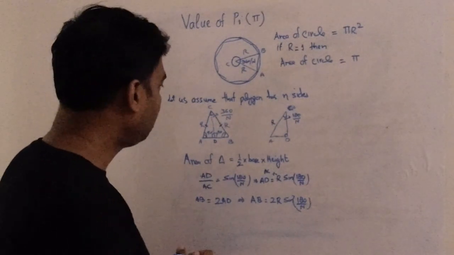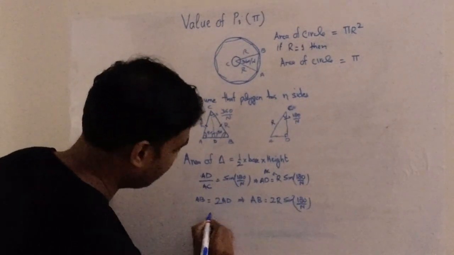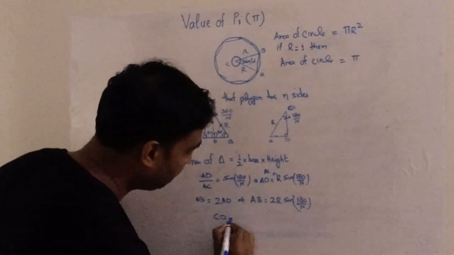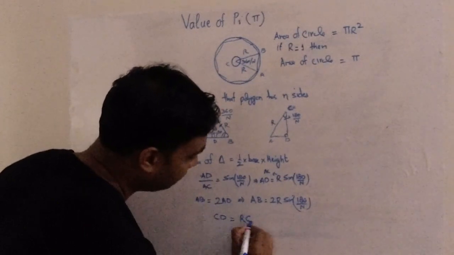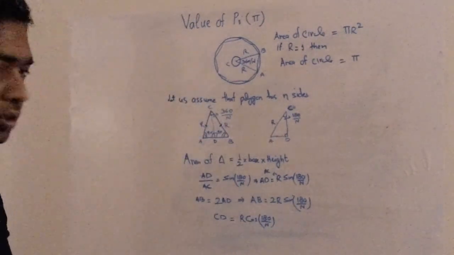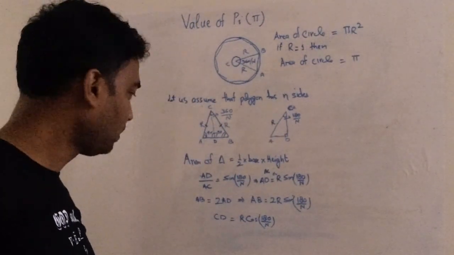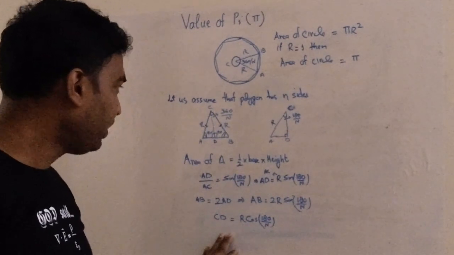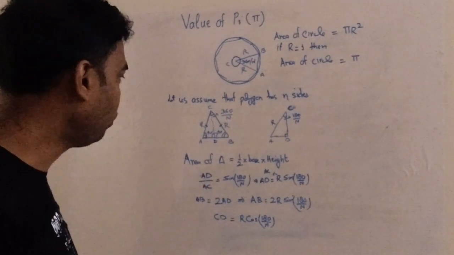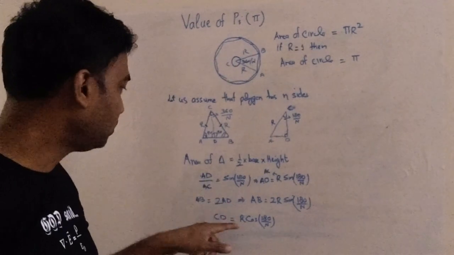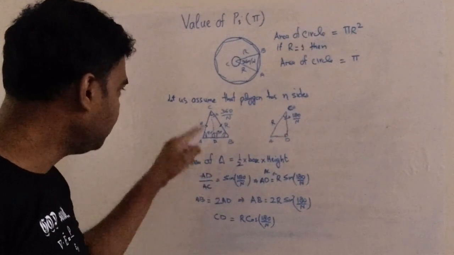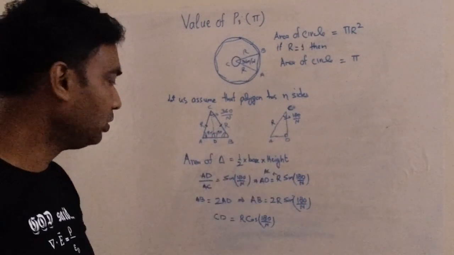Similarly, what will be CD? I'm not going to derive CD. CD will be R cos 180 over n. You can find this. So this is CD. Now we have found AB and CD. AB is the base and CD is the perpendicular. So I'm going to substitute this base, AB, and CD in this formula to calculate area.